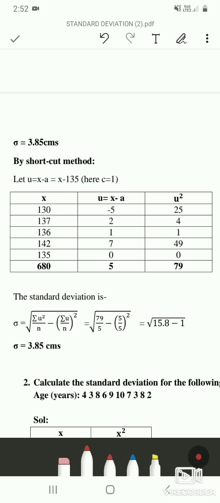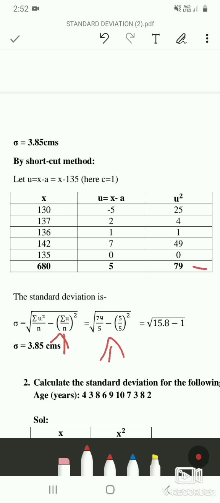Here in this method you don't have to calculate the arithmetic mean once again, because this term, summation u by n, is your u bar, which is the arithmetic mean. So let us substitute the obtained values in the formula. The first term is summation u square upon n. We have got summation u square as 79 and small n is 5.